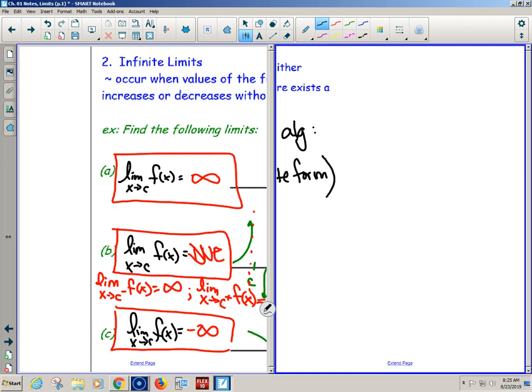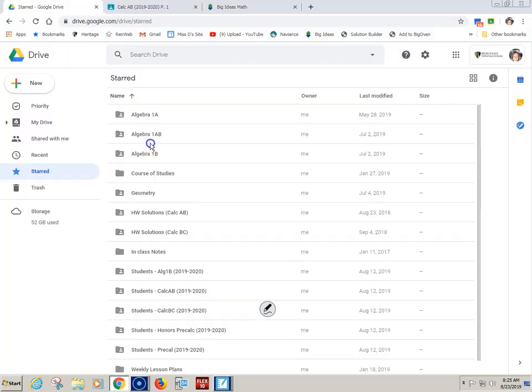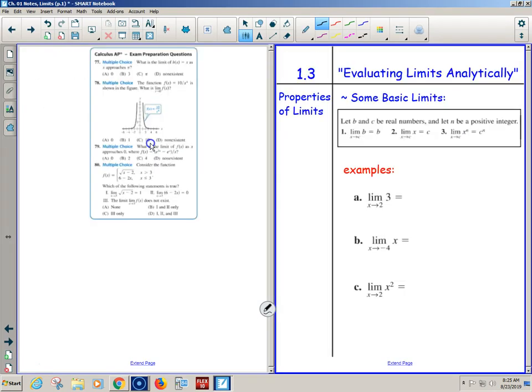Anyway, that's the end of section 1.2. Homework. Let's double check that I have the title right for section 1.3. Oh, that's an example. Limits analytically. Yes, I have it right.